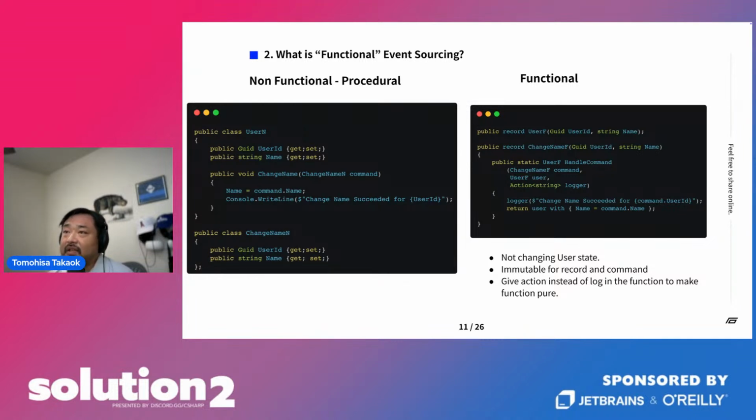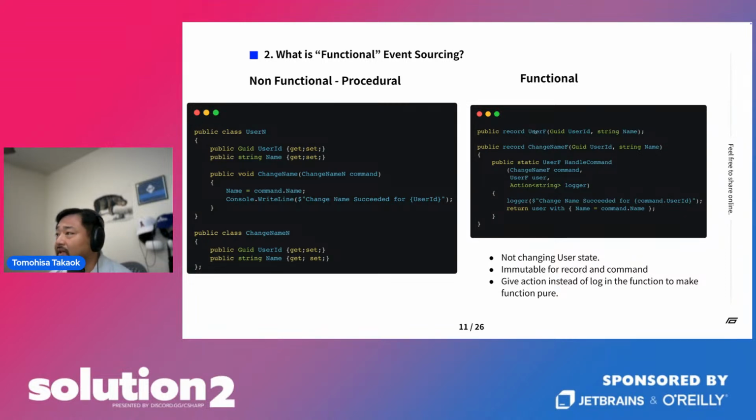On the left, there's a procedural style where the user has changeable properties for user ID and name. The change name method takes the change command and changes the instance property. And as a side effect, you can write a log inside the function. So that's the regular way of using object-oriented programming. And functional could be like this.